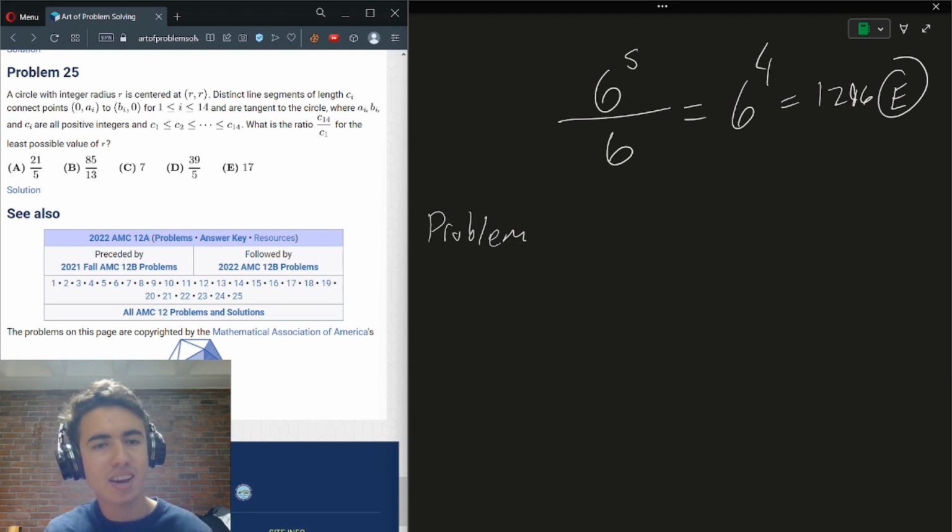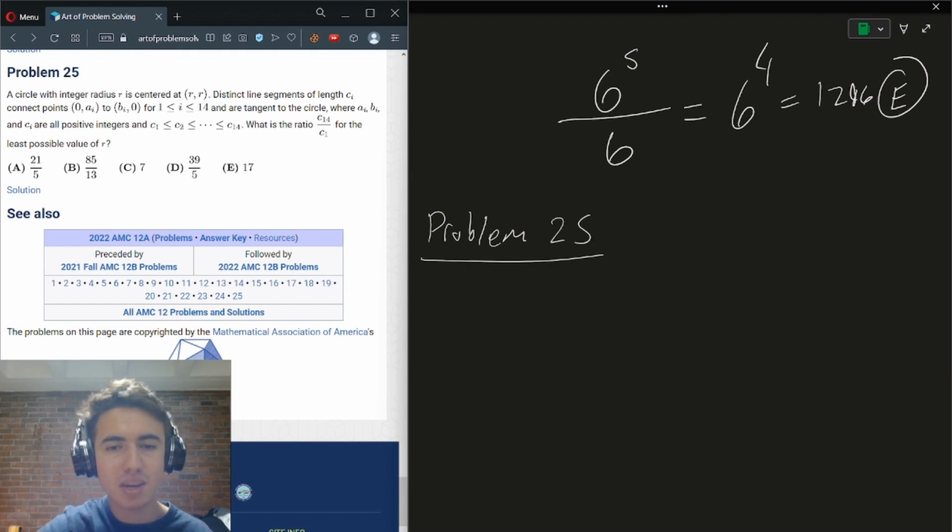And then for whatever that case is, or the smallest case that is, what is the ratio of the largest line segment divided by the smallest line segment that is tangent to the circle? So let me write that out and make that a little bit more clear.